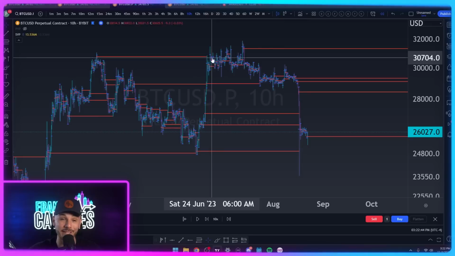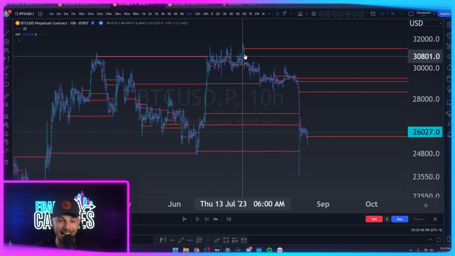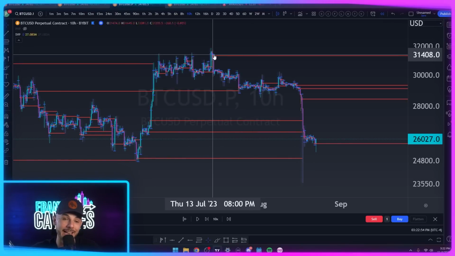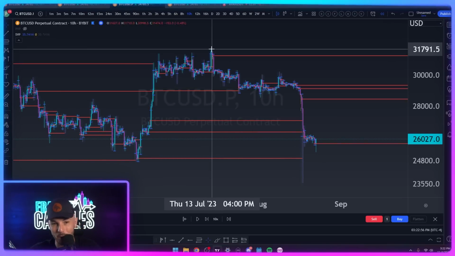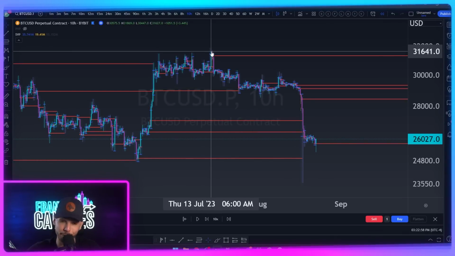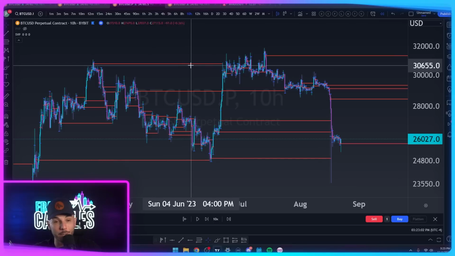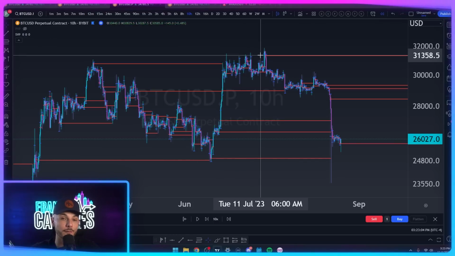And this was actually a short setup that we were looking at in my premium Discord, or as I like to call it, the kitchen. We actually did have a short setup given in that Discord from up here, basically from the tippy top. But again, a lot of that had to do with the fact that we had naked points of control up here, and that's why I was looking for a short position.